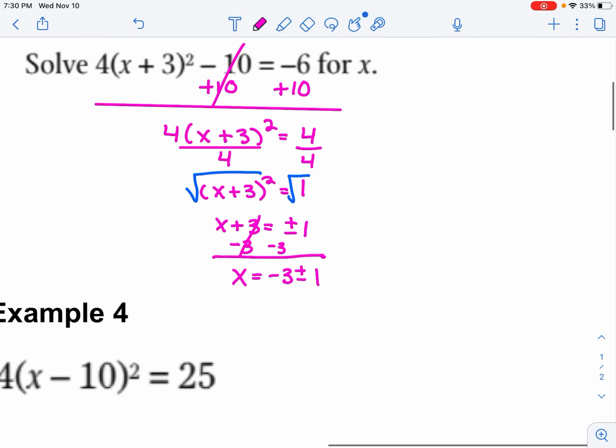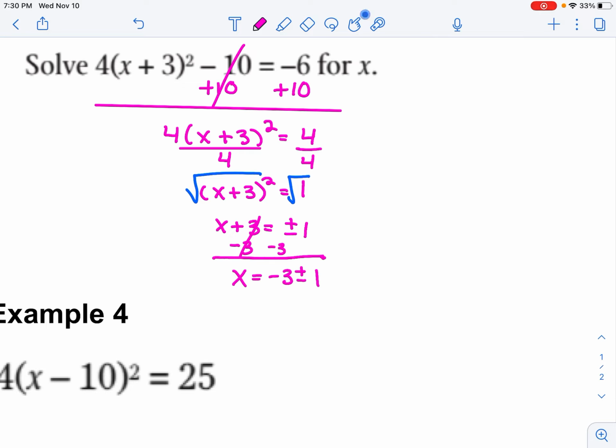I can actually simplify that into 2 answers. This can be broken down into x equals negative 3 plus 1, or we could write it as x equals negative 3 minus 1.